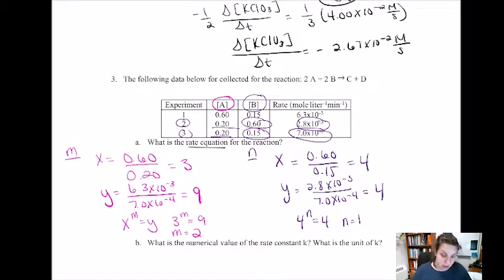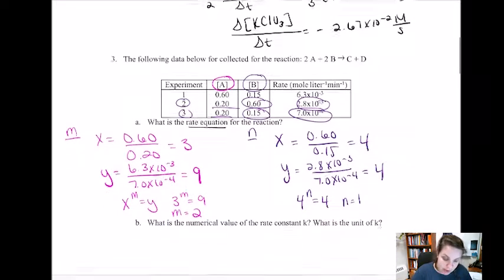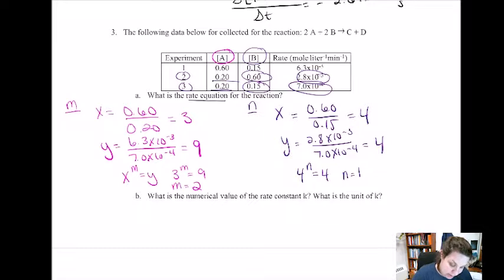So we have A being second order, B being first order, and our rate law, or rate equation, is equal to k A squared B.